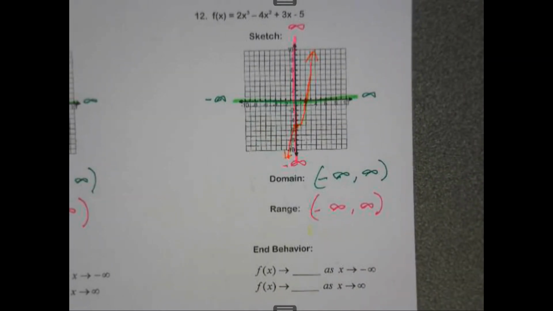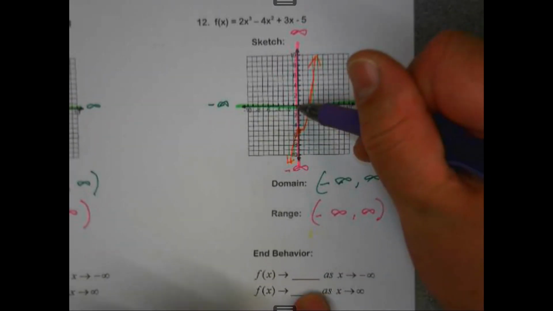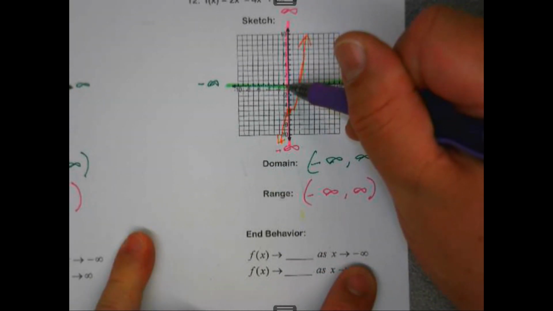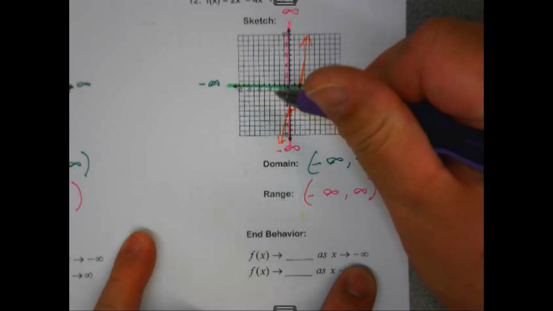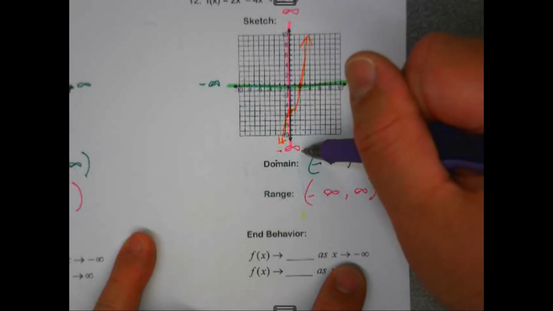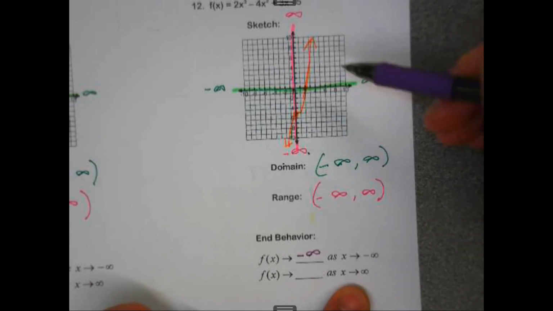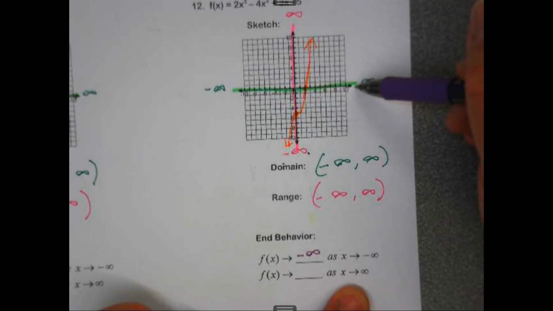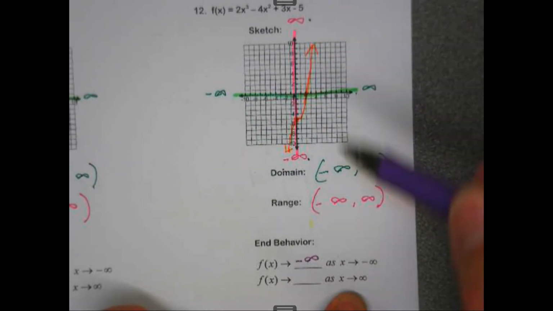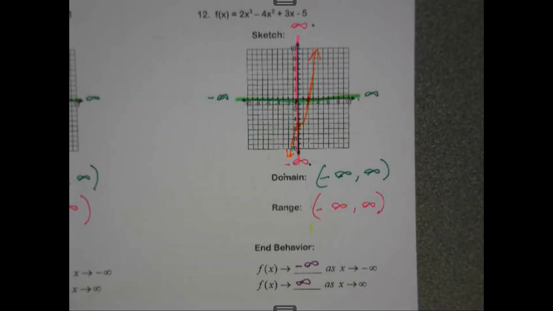End behavior. Start at 0. As my x approaches negative infinity or goes to the left, what happens to my y values? Well, here's my graph, goes to negative infinity. As x goes to the right, or positive infinity, my y values are going to go to positive infinity. And I'm done.